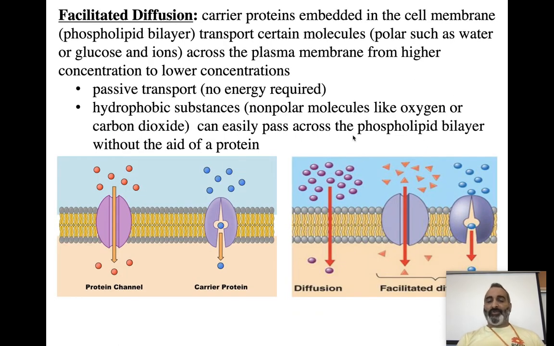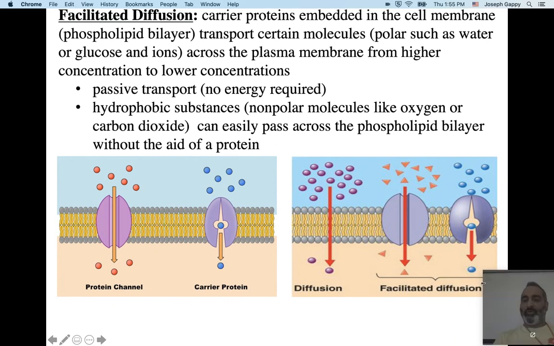Now, facilitated diffusion, we're still talking about passive transport. This just means diffusion across a membrane using a protein. So it's going from a high concentration to a low concentration. If it requires a protein, it is facilitated diffusion. That means it has to be helped or facilitated across the membrane. In this case, let's pretend this is oxygen. Oxygen can go right through the hydrophobic region. Since it's not going through a protein, this is just diffusion. This is not facilitated diffusion.